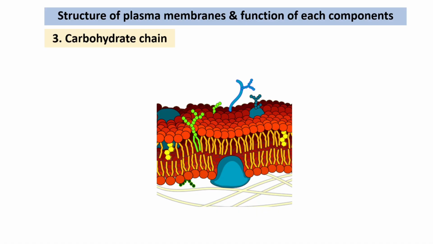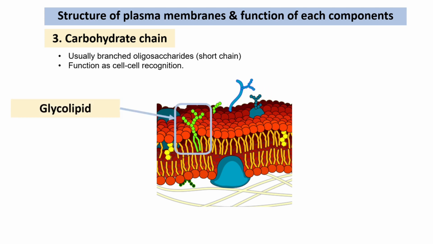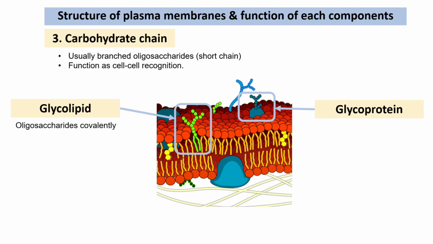Third component is carbohydrate chain. The chain is usually a branched oligosaccharide. Oligosaccharide means short carbohydrate chain. Its function is cell-to-cell recognition. There are two types of carbohydrate chain in plasma membrane, which are glycolipid and glycoprotein. The difference between them depends on which molecule they attach to. Glycolipid is oligosaccharide that is covalently bonded to lipids, while glycoprotein is oligosaccharide that is covalently bonded to proteins.